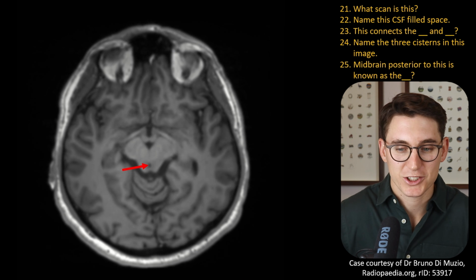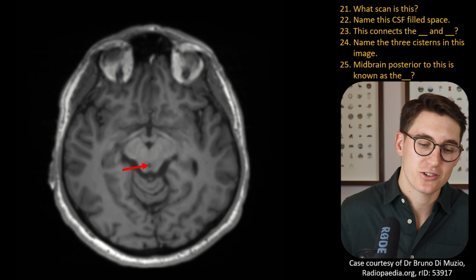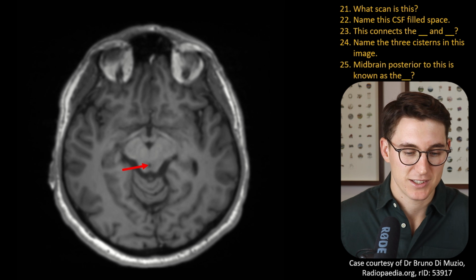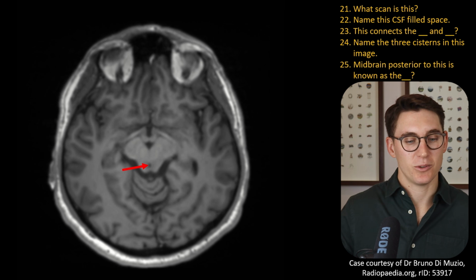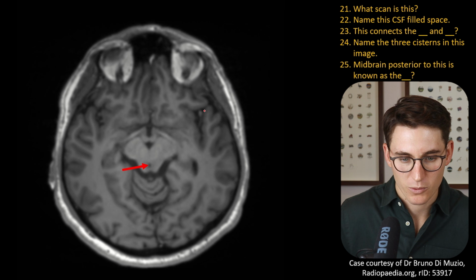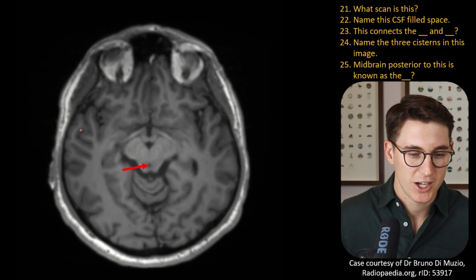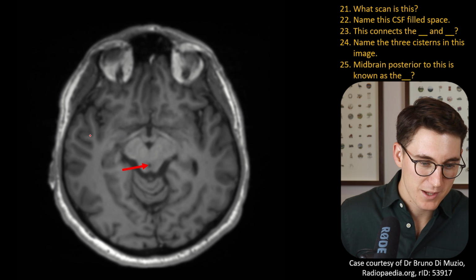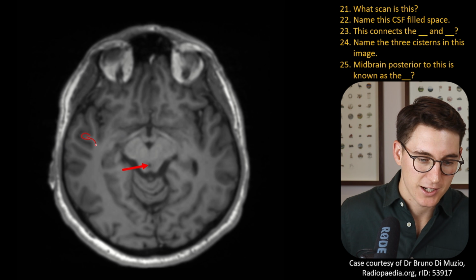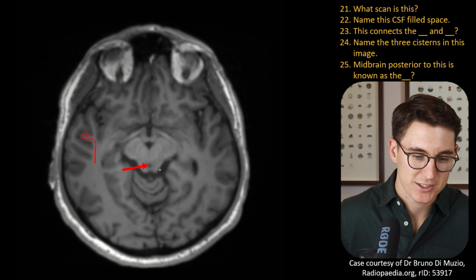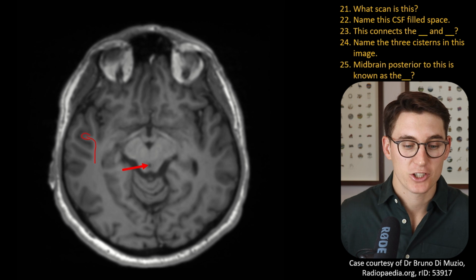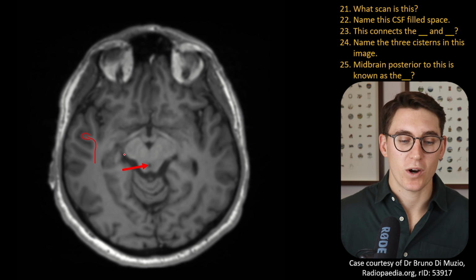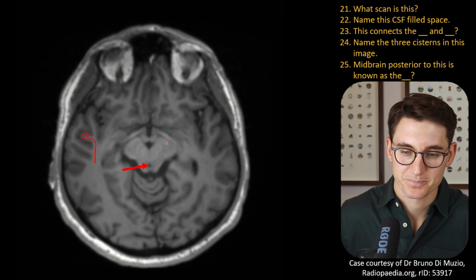Let's move on to question 21. We asked to identify what type of scan this is. Now we can see here we're not dealing with a CT. We've got dark bone, we've got bright subcutaneous fat here. We can see that our gray matter is darker than our white matter. And we can see that our CSF is dark in this image. So we know this is an axial T1 weighted MRI brain.